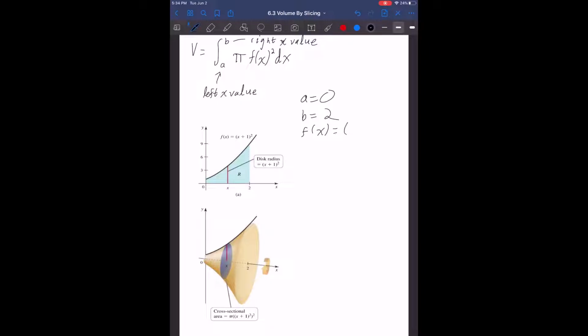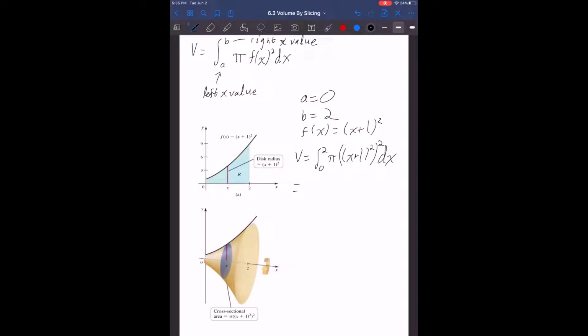And f of x is going to be x plus 1 squared. And so now we can take all of these pieces, plug them into our integral, and solve this in order to actually get our volume. So we know our volume is going to be the integral from 0 to 2 of pi times x plus 1 squared, all squared.